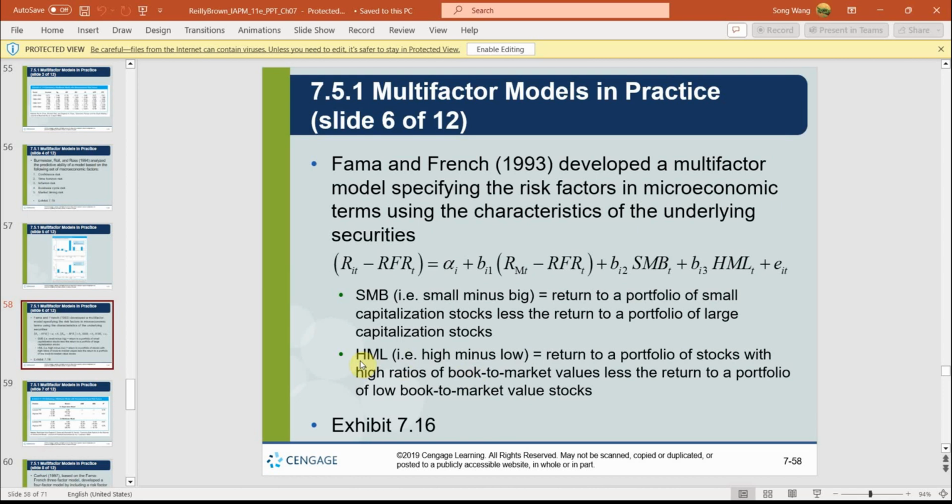Okay, and if the firm has a high book-to-market ratio, then we call them value stocks. If the firm has a low book-to-market ratio, we call them growth stocks. Okay, and there's also risk to be considered.